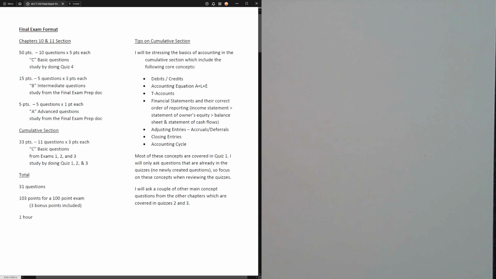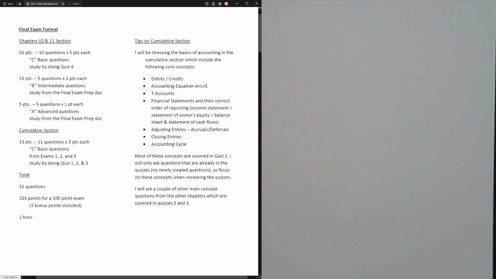Now, normally we make C-level questions 5 points each, but because these are the cumulative questions, they're C-level questions, but they're worth 3 points each, and there's 11 of them. And so all of those points together total up to 31 questions, 103 points.